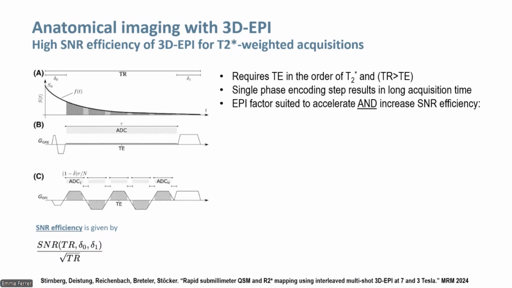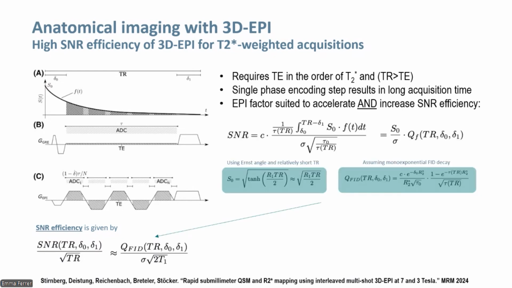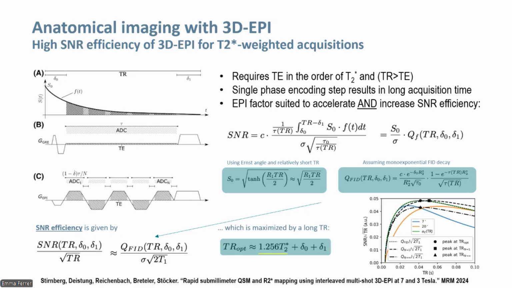And this is because of the long TR. We can show that analytically, and I don't want to bore you with this, but with some simple assumptions, it turns out that the optimal TR that maximizes this SNR efficiency is at relatively long TRs, and we can use that to squeeze in as many EPI readouts as fit into this long TR. If the SNR is not sufficient, well, then we just average.